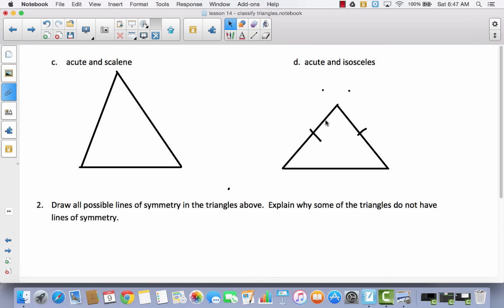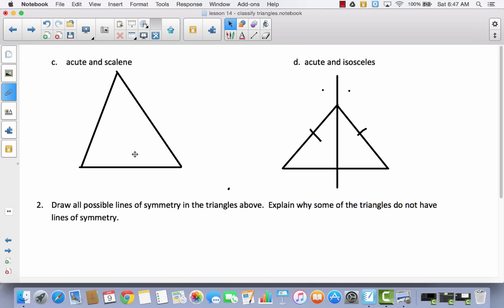So let's think about this for a minute. Now, if both of these sides are equal, if this is equal to this and both of these angles are equal, does this have a line of symmetry? Yes, it does. It has a line of symmetry right straight down the vertical middle. Now, that's not exactly equal, but I'll try to scoot it over. Okay, so this would be the line of symmetry.